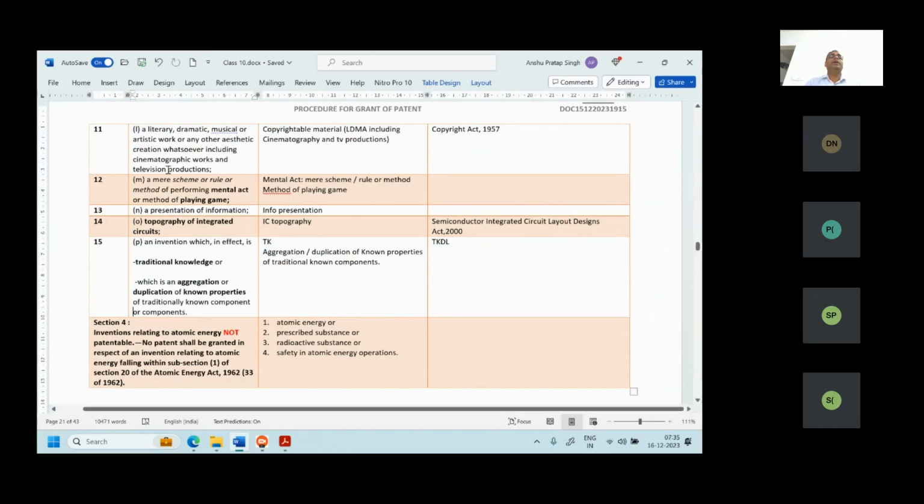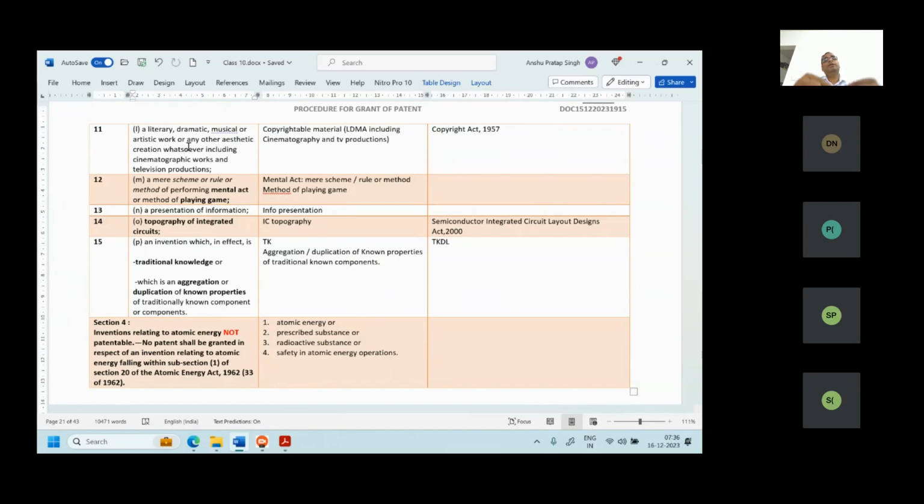Literary, dramatic, music, and artistic work, or anything aesthetic or cinematography. You cannot get a patent on a movie. You cannot get a patent on a novel. You cannot get a patent on music. Here you get copyright. So all those materials are excluded from patent. They are not inventions. These are creations, and these creations get protection under copyright.